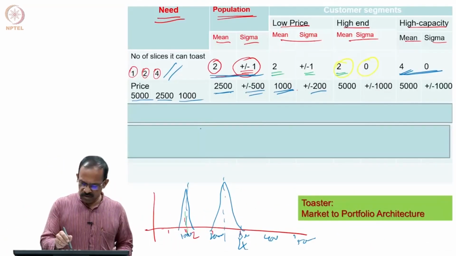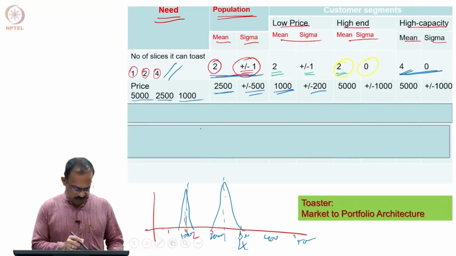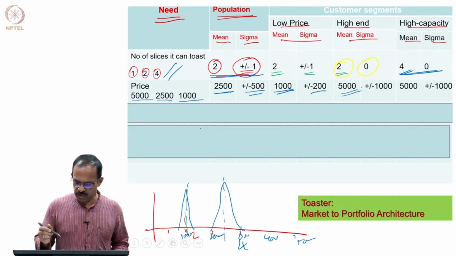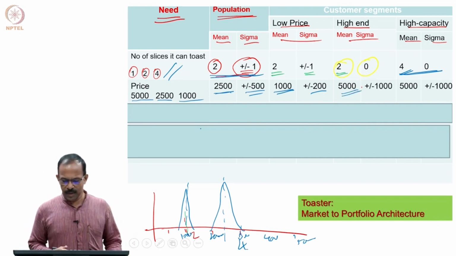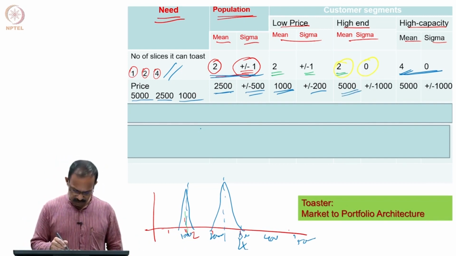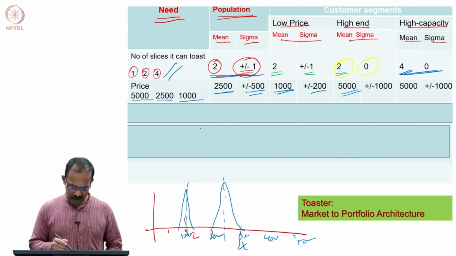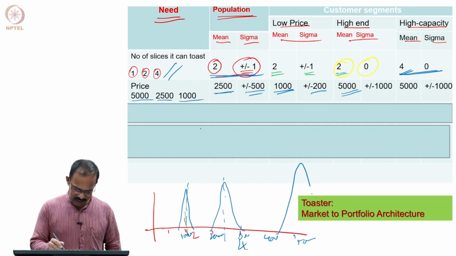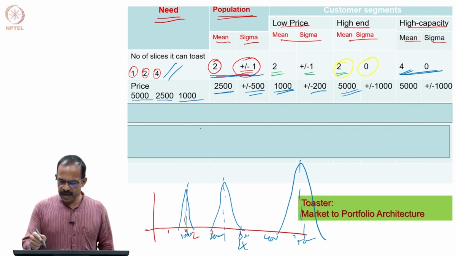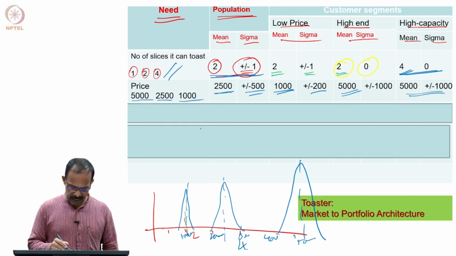Now, this is 1000 plus or minus 200, that is for the price of the product, and here the high end says they are looking for 5000, they do not mind paying a high amount for this. So, there it is around 5000, plus or minus. So, they do not mind paying large money for this. That is for the high end segment, and high capacity also the same thing. So, the high capacity segment is also telling this is the requirement.